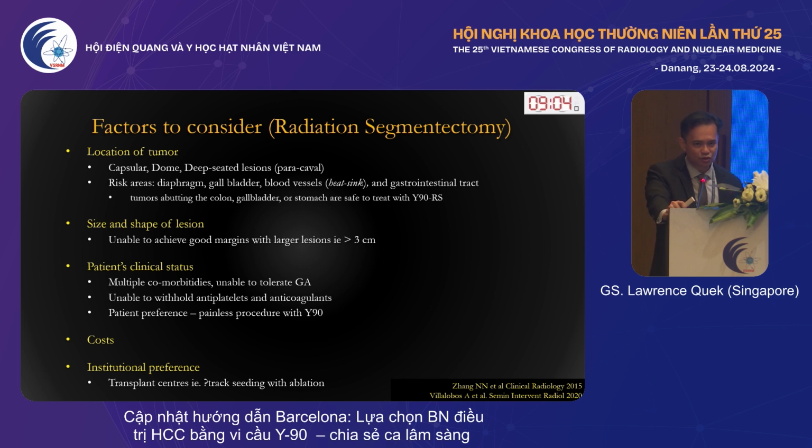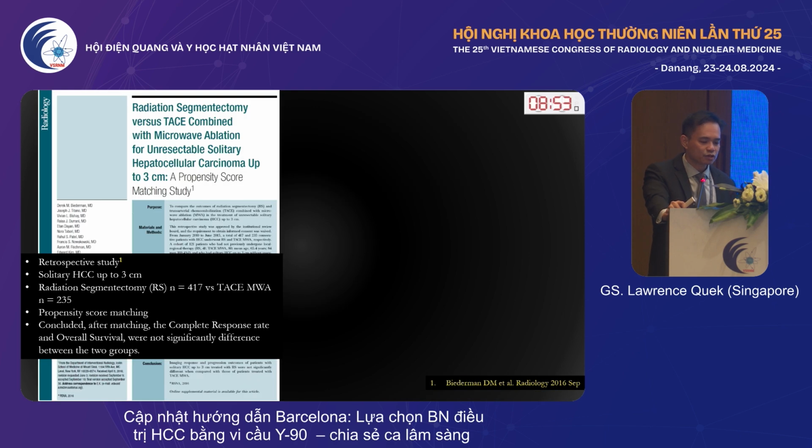Certainly, cost is an issue. Ablation is cheaper than Y90. And institutional preference. If the patient is for transplant, then the fear of tract seeding by placement of the needle probe is real. So then, this is a retrospective study published in Radiology.